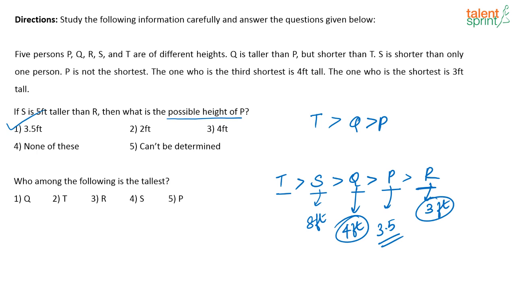Now next one, who among the following is the tallest? Very easy. T is the tallest. Option 2. Is it clear? I think this information was actually not required. S is 5 feet taller than R, because we didn't use it in any of the questions. That was not even required. So the answer here for the first question will be 3.5 feet and for the second question will be T. Okay. So I hope it's clear.